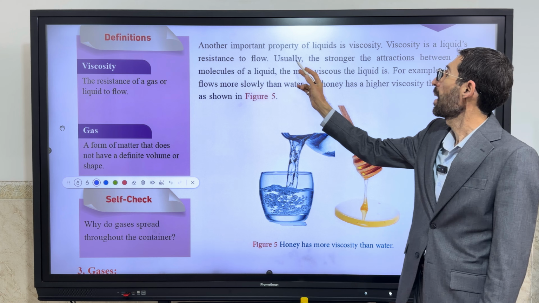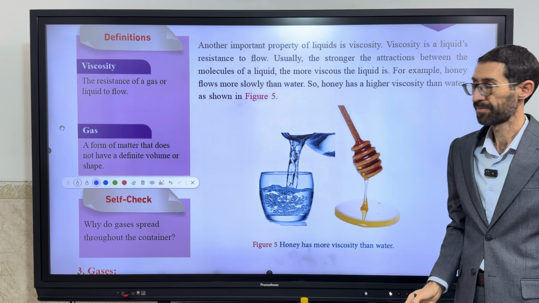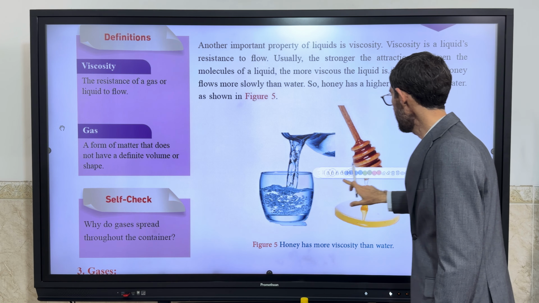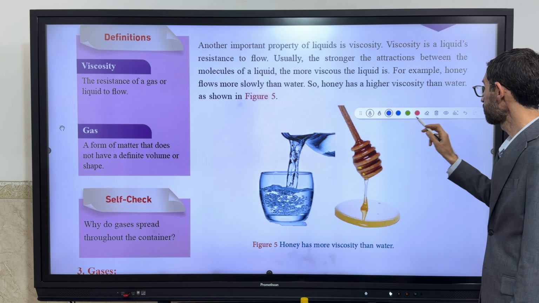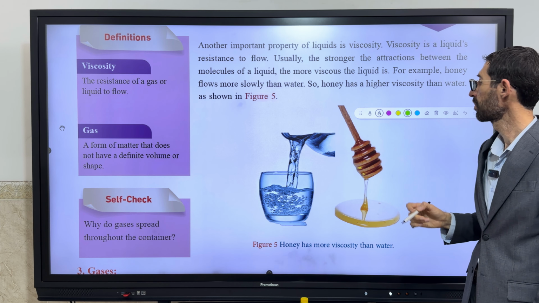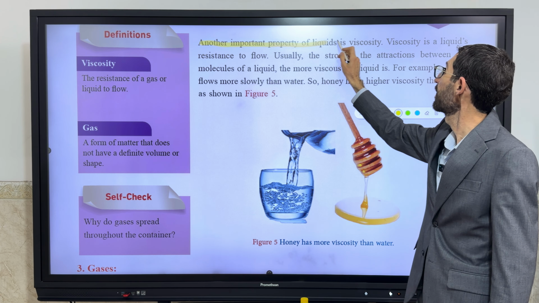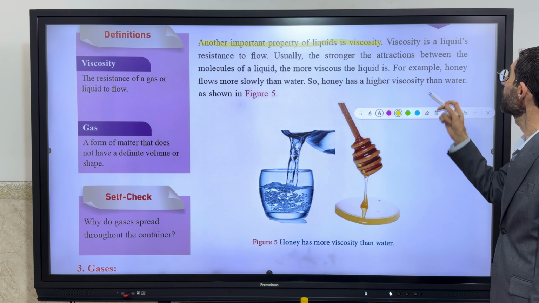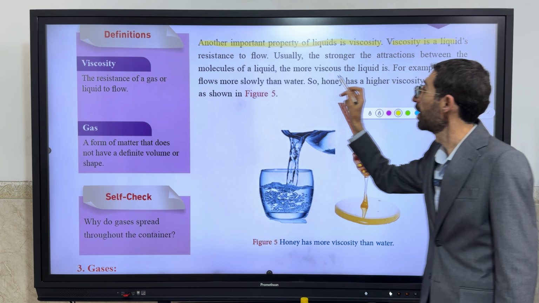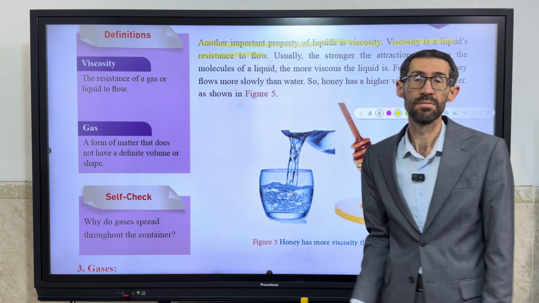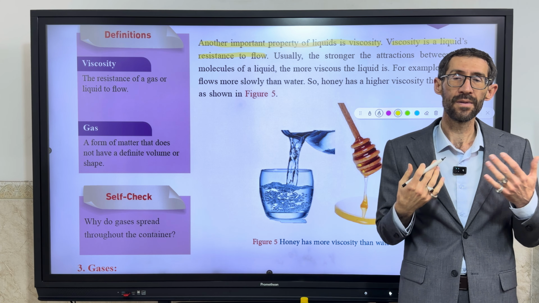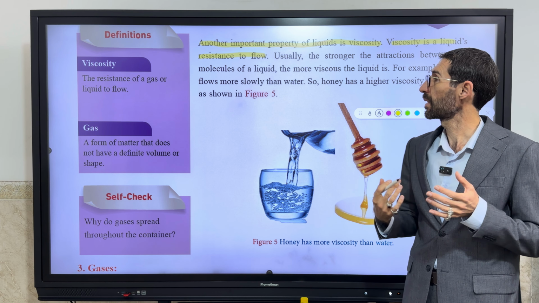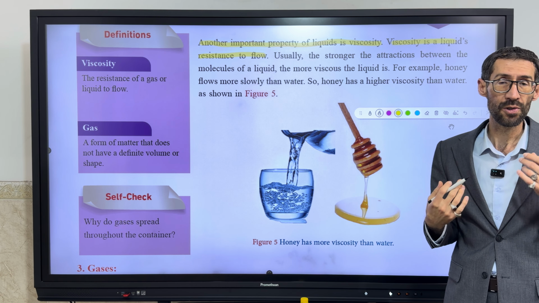Another important property of liquid is viscosity. So we are going to explain viscosity. What is viscosity? Viscosity is a liquid's resistance to flow, the ability of liquid to flow, or liquid's resistance to flow.